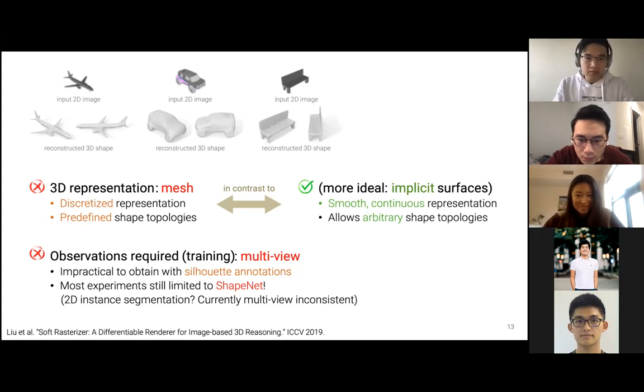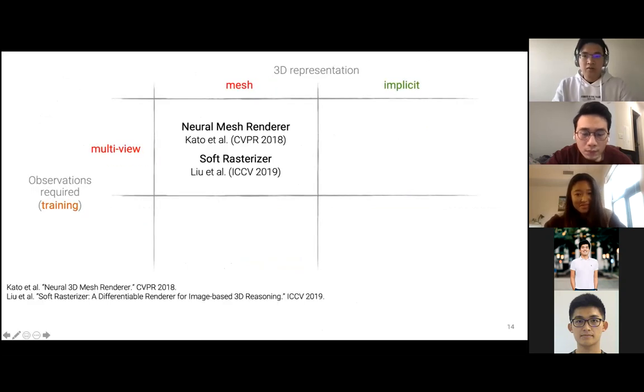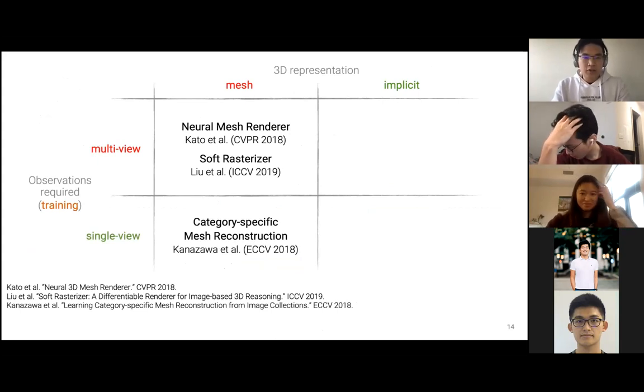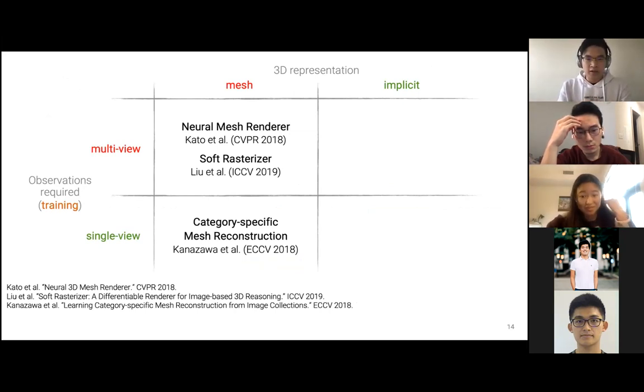All right, so we can basically start. We can do a comparison of where previous work stands. Neural Mesh Renderer and Soft Rasterizer are 3D mesh reconstruction methods that require multi-view during training. And there has been a work by Angjoo Kanazawa where they predict mesh reconstructions using only single views, so they can learn shape reconstructions from natural image collections. This was an effort in ECCV 2018.